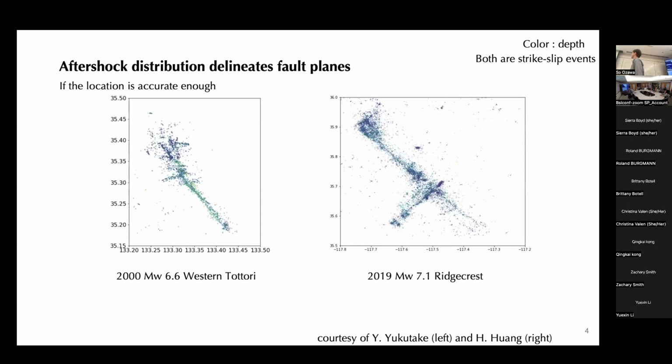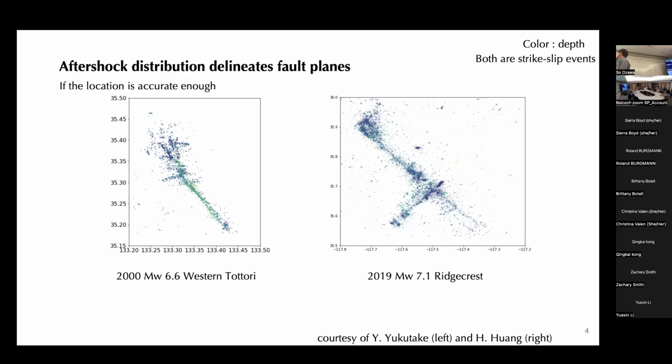For the introduction, I'm showing the distribution of aftershocks from some continental earthquakes. For example, the 2000 Western Tottori earthquake in Japan. This is the hypocenter distribution, relocated by the double-difference method. So they are very accurate in terms of relative locations. And if the location is accurate enough, the aftershock distribution can tell us information about fault geometries. In this case, we can see a lot of lineations from this figure.